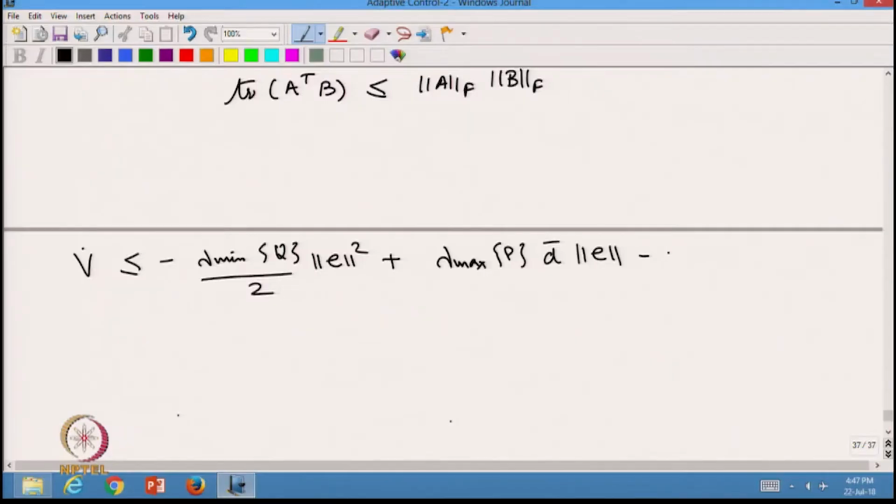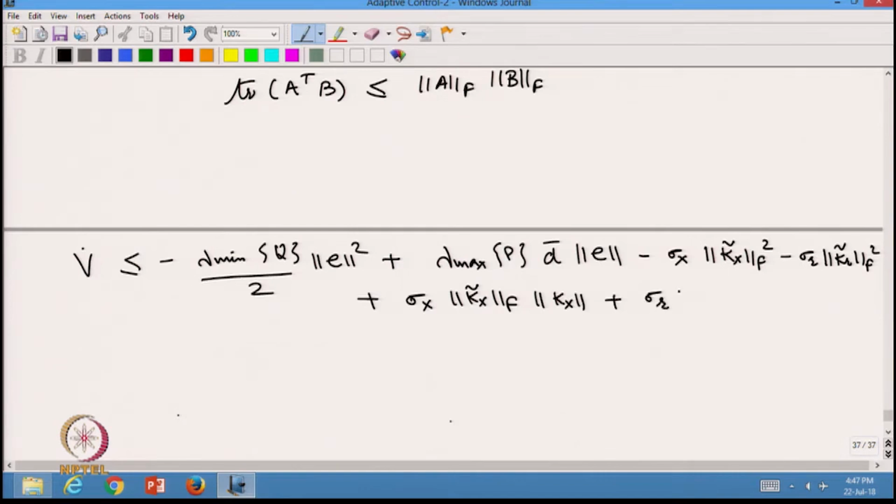Then minus sigma x of kx square, minus sigma r, plus sigma x of, plus norm of kr tilde times Frobenius norm of kr.